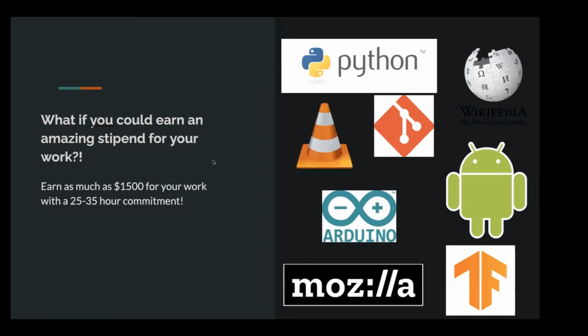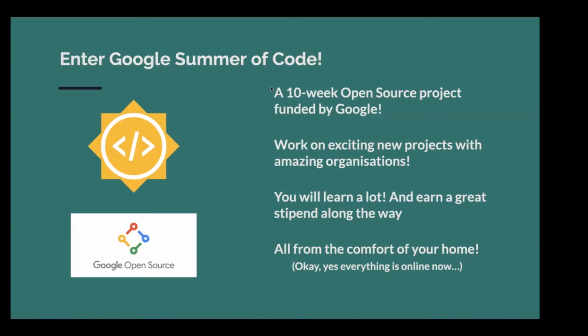So apart from all this, what if you get to earn as much as $1,500 for your work within a 25 to 35 hour commitment? When I was doing it, it was $3,000, but now it is $1,500. But that is again okay for a college student, right? So you are getting a chance to learn, to explore, and you are getting a stipend as well. Here comes Google Summer of Code. So what is Google Summer of Code?